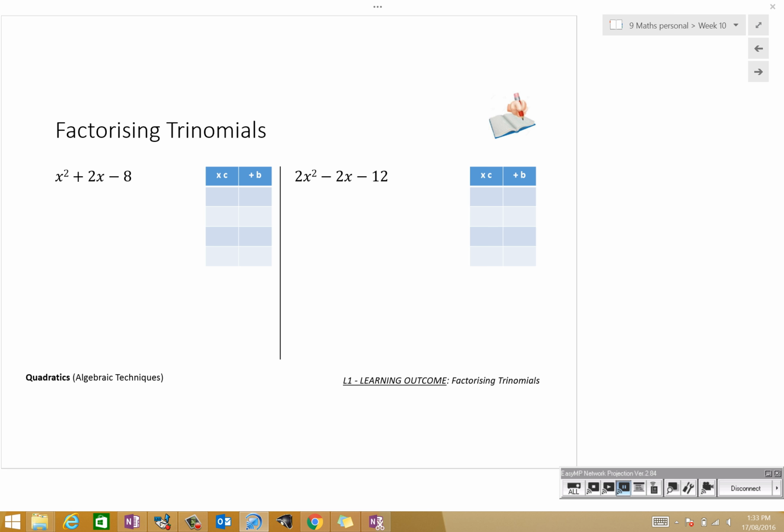Plus 2x minus 8. Where does the x go? Wait, do that. It's the 2x.